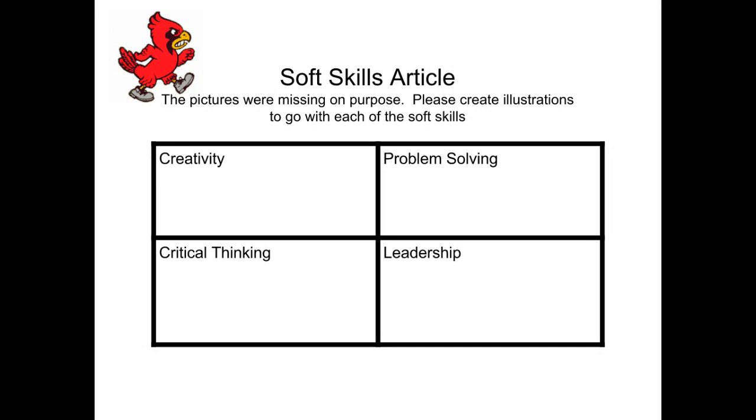All right. So now it is your chance to create the illustrations that would go with each of the soft skills. So within the article, there were 8 different topics. For example, creativity. Well, you need to write the word creativity in the top of that little box, and then you're going to create your own illustration to go with each soft skill. So something that would be representative of creativity or problem solving or leadership. So you're going to get some time in class to do that today.